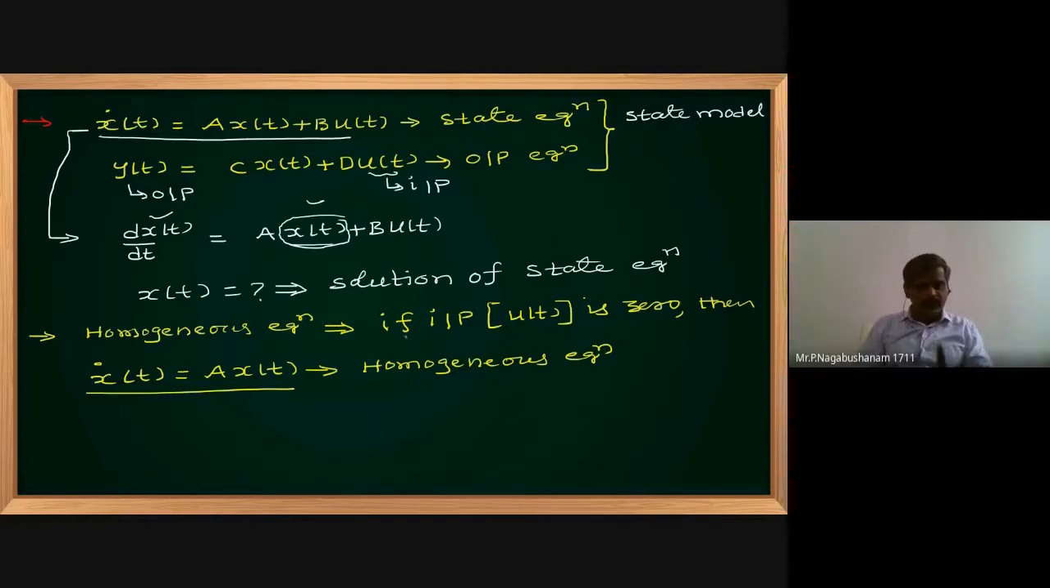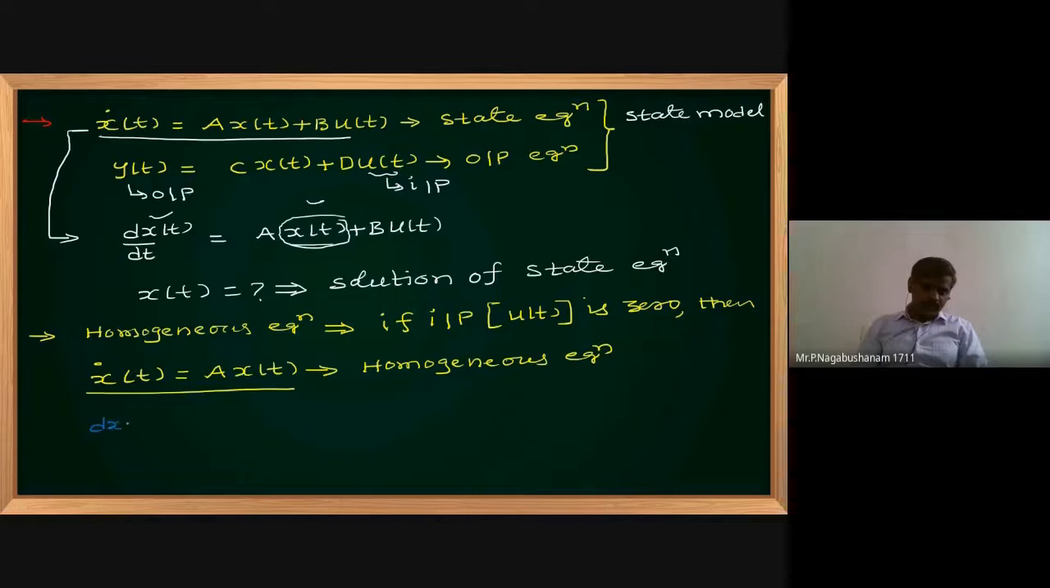Because it is MCQ, you have to get it within 1 minute. I'm giving the question from homogeneous. Anyway, I will solve the non-homogeneous questions also. If the input is 0, then it is called a homogeneous equation. Let me write the solutions, how to obtain the solutions.